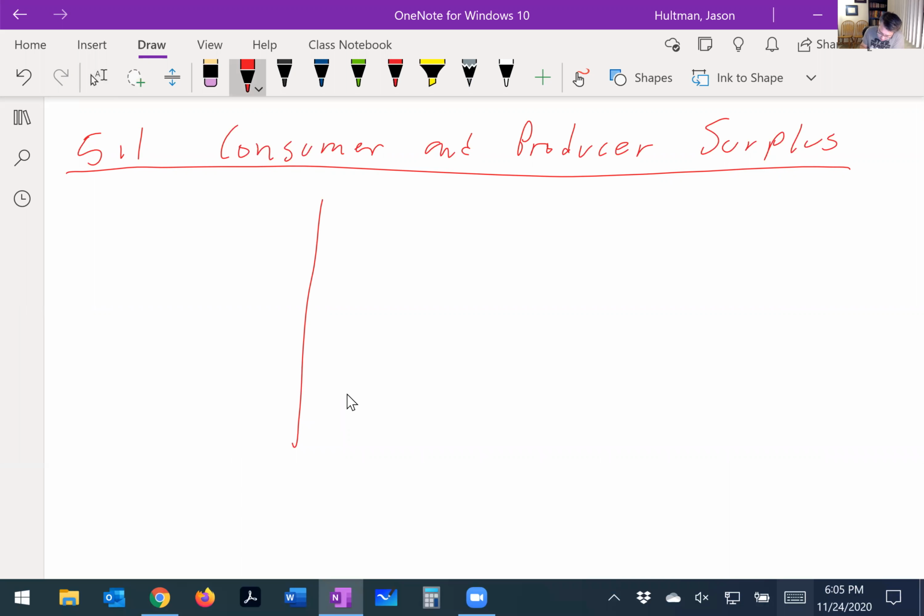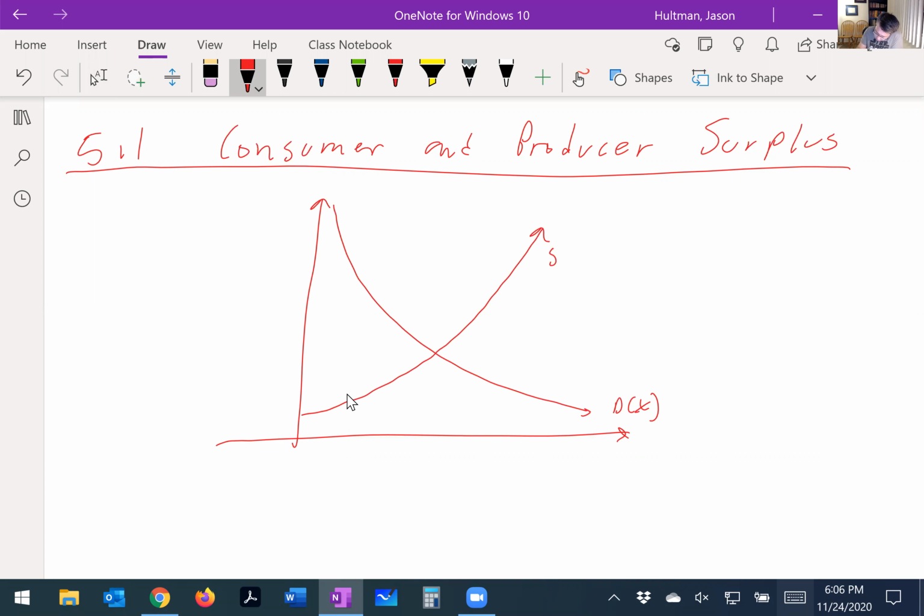When we look at a supply and demand curve, the demand usually looks something like this. We'll call this D of X. And the supply looks something like this. We'll call this S of X. Supply and demand. And right here is the equilibrium point.